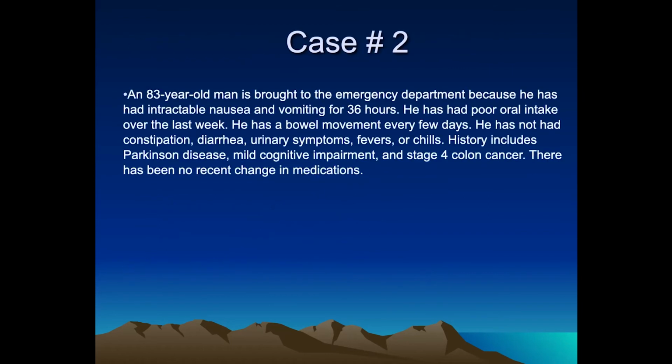Let's do case number 2. An 83-year-old man is brought to the emergency department because he has had intractable nausea and vomiting for 36 hours. Intractable means very continuous, very frequent nausea and vomiting. He has had poor oral intake over the last week. He has a bowel movement every few days. He has had no constipation, diarrhea, urinary symptoms, fever, or chills. History includes Parkinson's disease, mild cognitive impairment, and stage 4 colon cancer. There has been no recent change in medication.